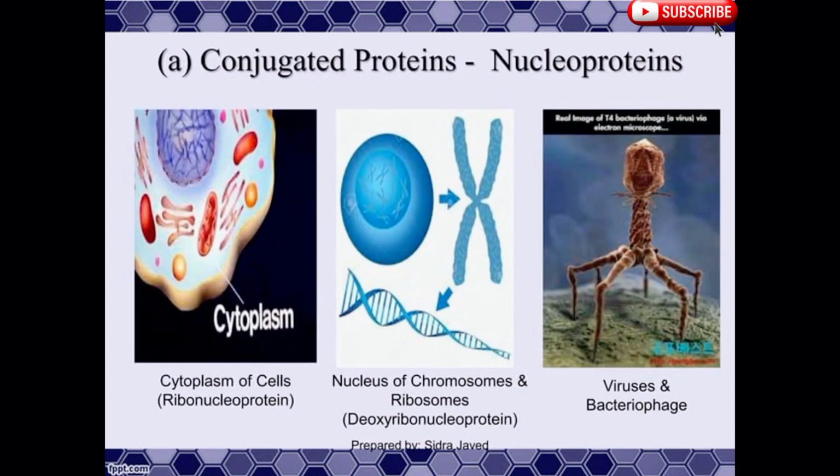Conjugated protein, as the name indicates, is a protein combined with other biological molecules. Their example is nucleoprotein. A combination of nucleic acid with protein is known as nucleoprotein, which is present in the cell as well as in the virus.